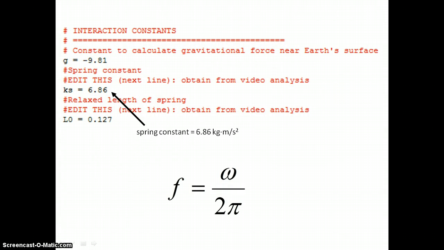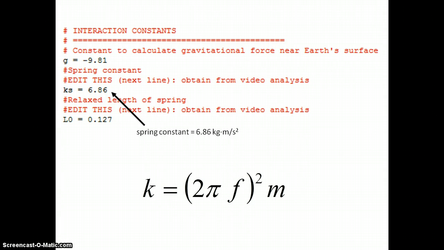The spring constant is 6.86 kilograms times meters per second squared, found using the formula frequency is equal to omega over 2 pi. Frequency can be found by identifying the time of one cycle from Tracker, also called the period, and taking the inverse of this. Omega is the square root of the spring constant k over the mass. So the equation can be rewritten to solve for k.